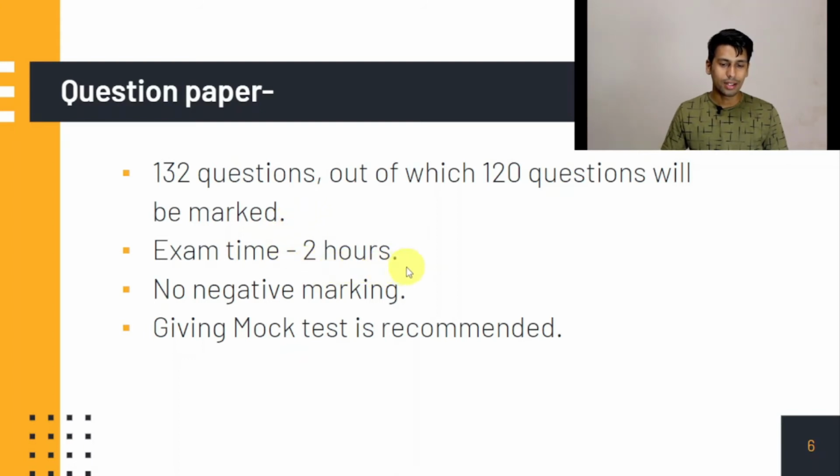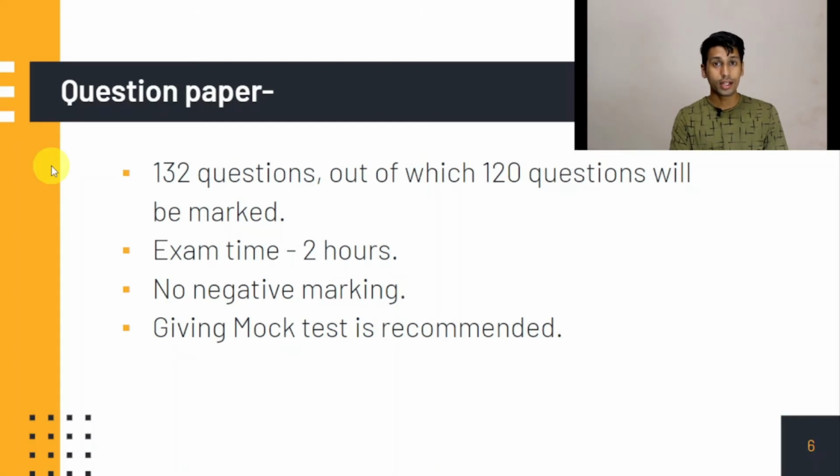And I think that the difficulty level is easier in level 1, but you need to be prepared to clear this exam. And there is no negative marking, so you can tick any question, and if the answer goes right, then you will get full marks. But if the answer is wrong, then no negative marking will happen.